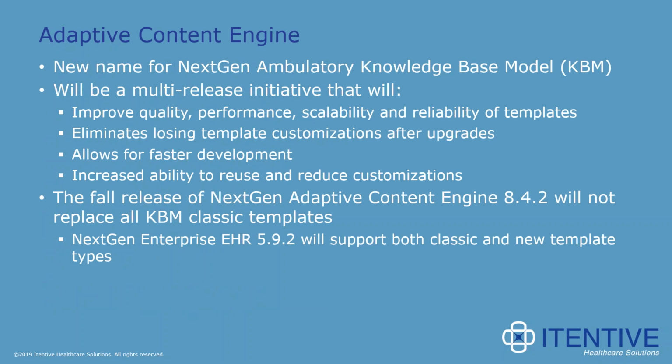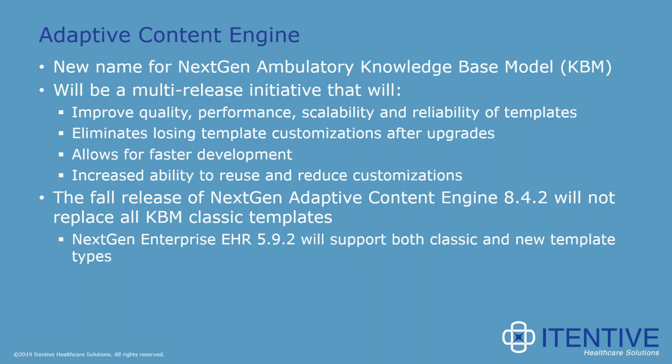First up, my new favorite name to say, Adaptive Content Engine, which we know because of our little sheet is the KBM. This transition to the Adaptive Content Engine is going to be a multi-release initiative with the hopes of improving performance and reliability of the templates, as well as eliminating the loss of template customizations after upgrades and allow hopefully for faster development. So all really good things in my book that were major pain points, especially for customized clients. So this combined release, 592.842, will not actually execute a direct swap of all the KBM Classic templates to the NextGen Adaptive Content Engine templates.